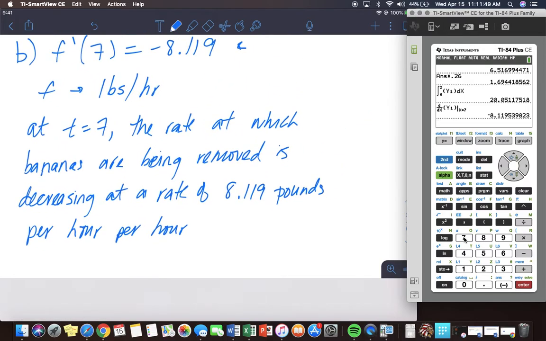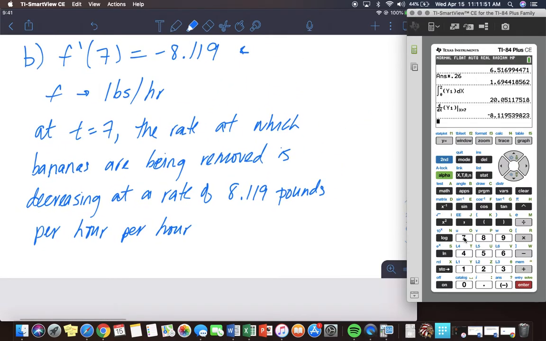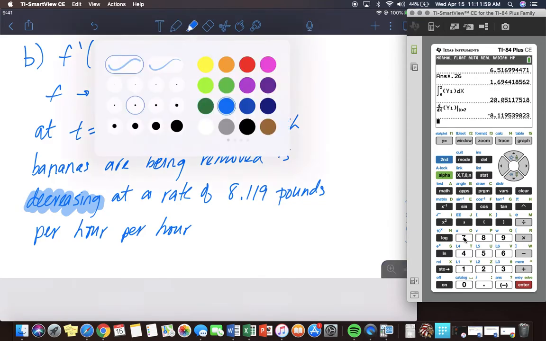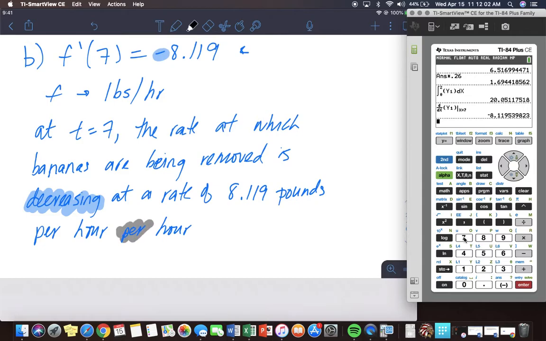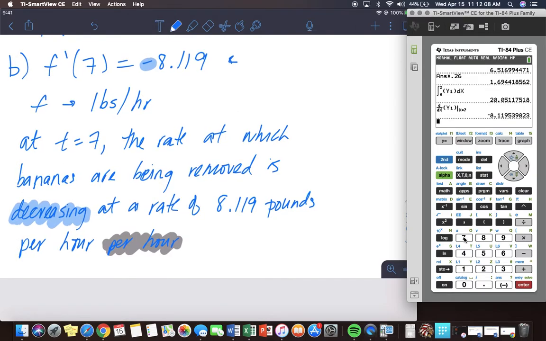Okay, and let's see, just to connect it to what we just found, it's negative, so it's a decreasing rate. And the reason we have per hour is because we're taking the derivative with respect to time. So f prime is the derivative, in pounds per hour. If I take the derivative again with respect to time, it would be pounds per hour per hour.